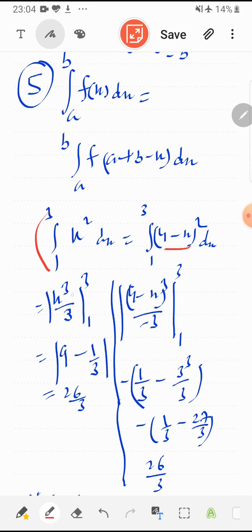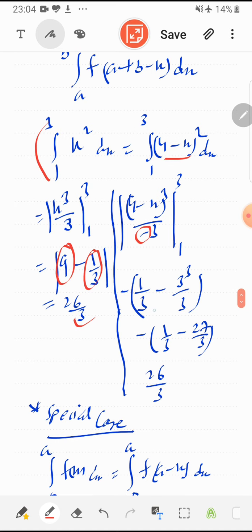The integral of x square is x cube by 3, limit 1 to 3. Put x as 3, it is 27 by 3, which is 9. And put x as 1, it is 1 by 3. So the result is 26 by 3. Similarly, if we integrate this by the power rule, (4 minus x) whole raised to power 3 upon 3, and a minus sign due to the chain rule. Then if we put the limits, 4 minus 3 is 1, so 1 by 3, and 4 minus 1 is 3, so 3 cube by 3. So again the result is the same, 26 by 3. So LHS and RHS are equal, so it is verified.